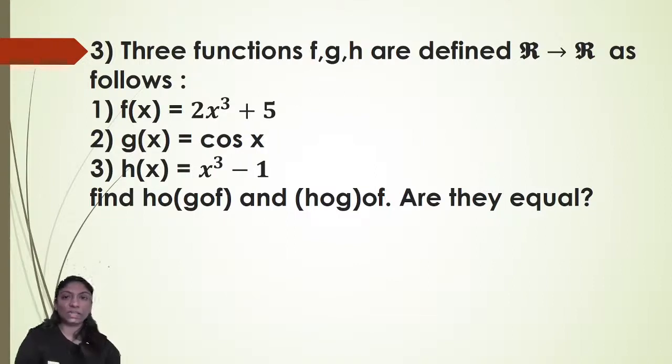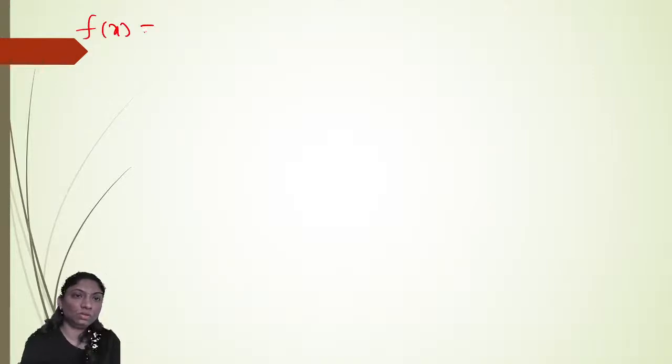Now, it is given that the three functions f, g, h are defined from R to R as follows: f of x is equal to 2x cubed plus 5, g of x is equal to cos x, h of x is equal to x cubed minus 1. Then find h composite g composite f and f composite g composite h. Are they equal? That we will see. So first of all, we'll write here f of x is equal to 2x cubed plus 5.